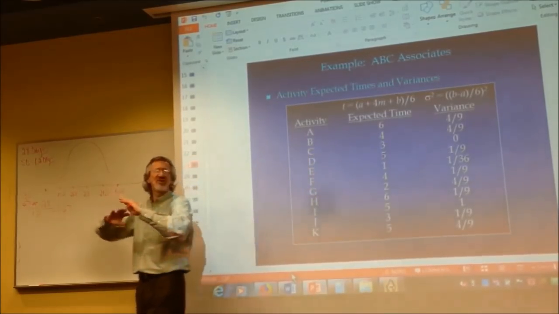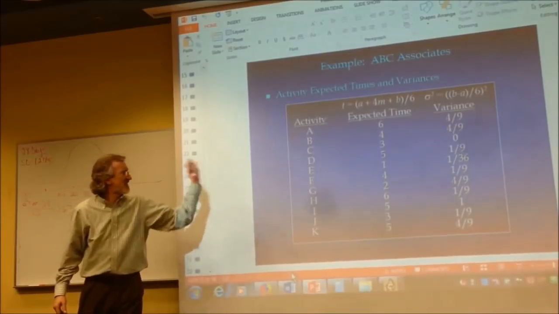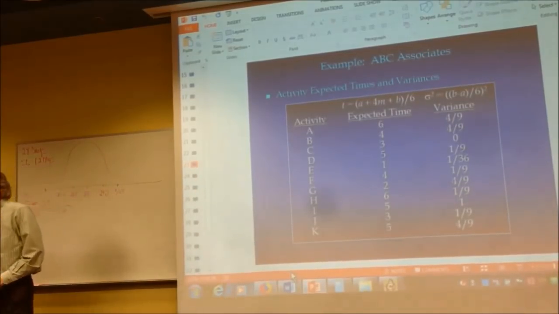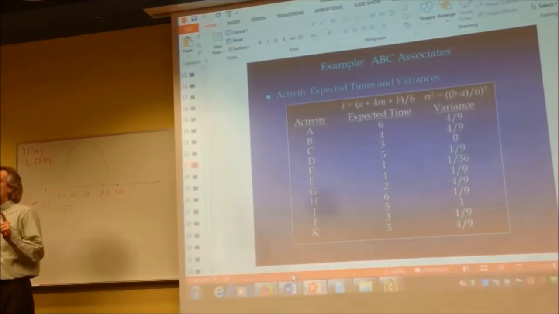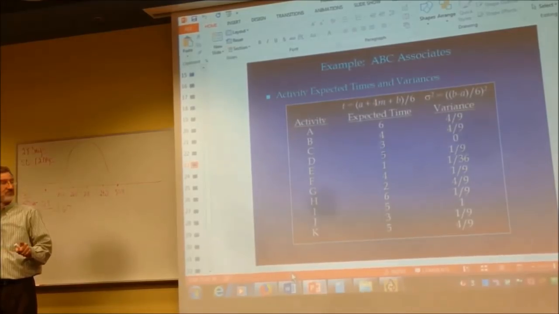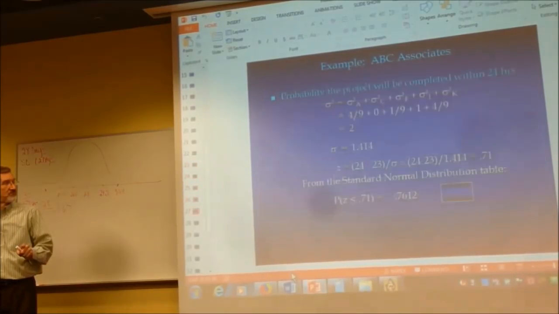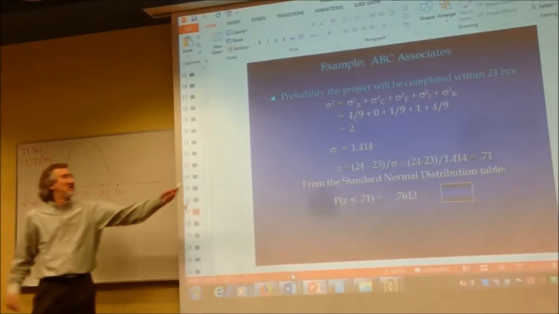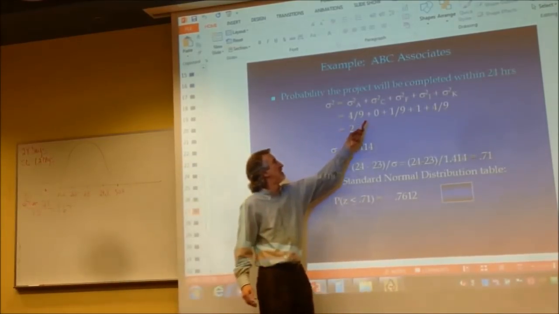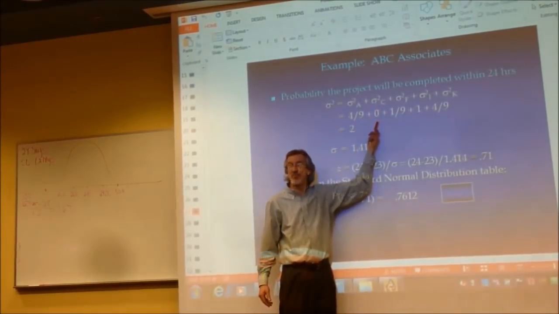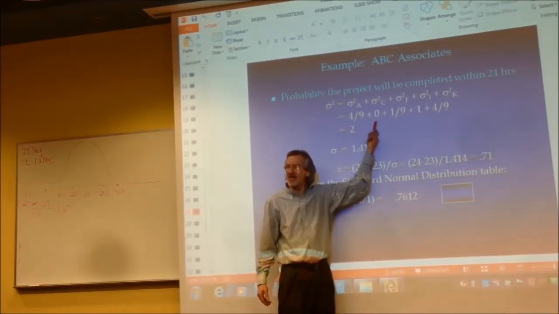We just calculated those, saved a ton of time, because we only did like 5 out of however many. And then we take those variances and add them. Just like that. 4/9 turning into a decimal, whatever. C has no variance. Well, how could that happen? How could an activity have no variance?